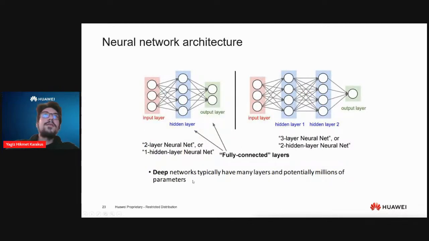So deep networks typically have many layers and potentially millions of parameters. I bet you can see some large models named like 7B, 7M, 70B. Those B's are billions, so they contain 70 billion parameters. They are much more complex than this representation.